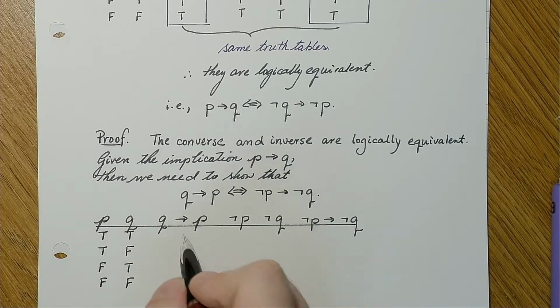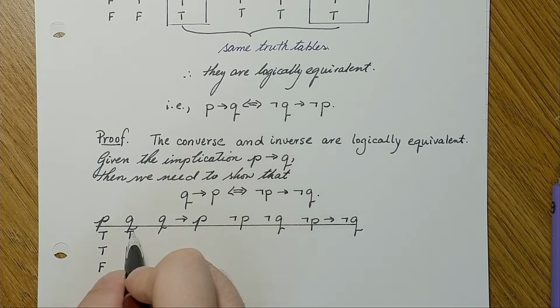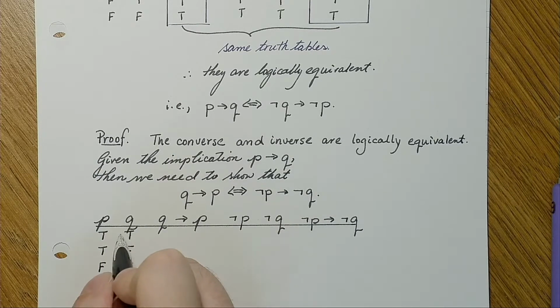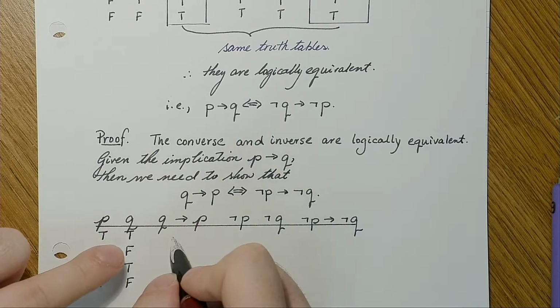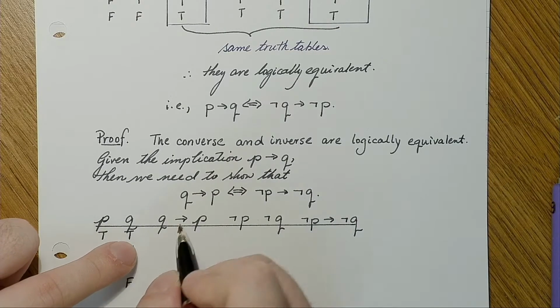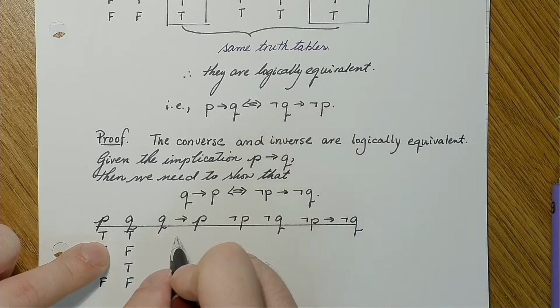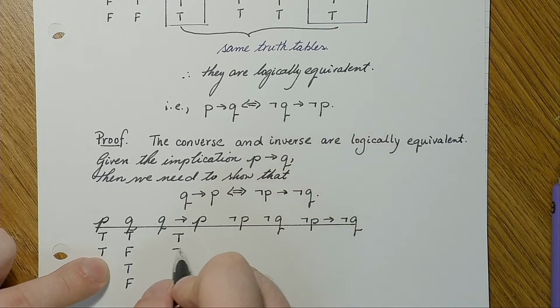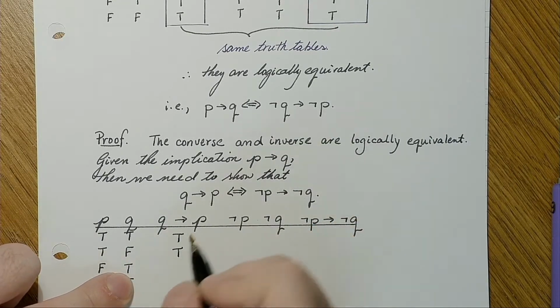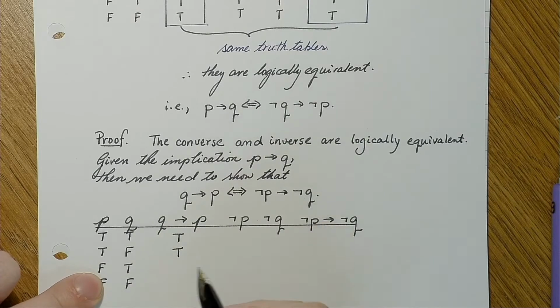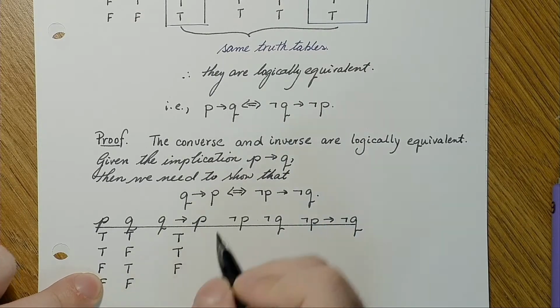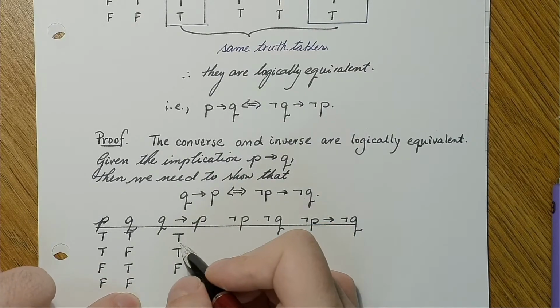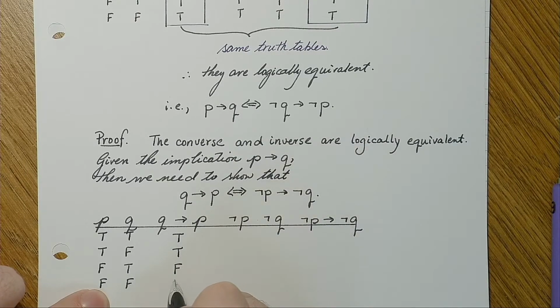So be careful with this one. This is Q implies P, so we have to do the implication from this column going to P. So I stepped in poison ivy, I got a rash, this is true. I didn't step in poison ivy, but I got a rash, this is true. I stepped in poison ivy and I didn't get a rash, this is not possible. And then I didn't step in poison ivy and I didn't get a rash, this is true.